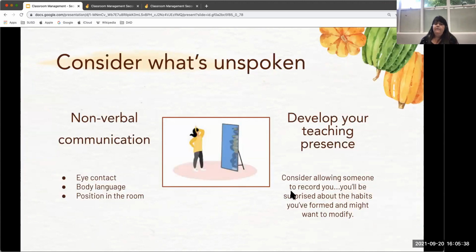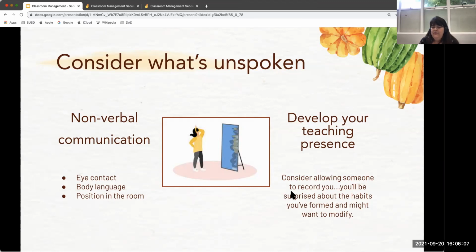Okay, and here we are back to the unspoken behaviors, right? So we talked about nonverbal communication, the eye contact, body language, the position in the classroom being important. I think I've read that well over 50% of communication is nonverbal. I want to say it's like over 70. It might even be more than that.